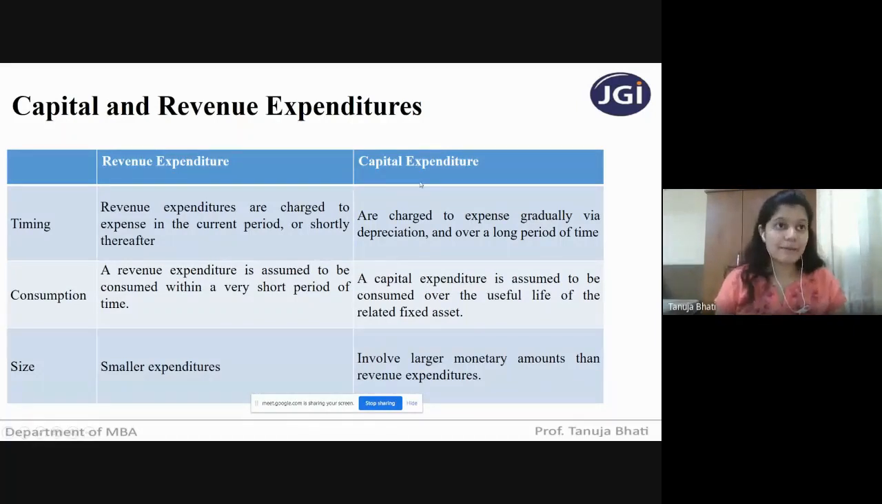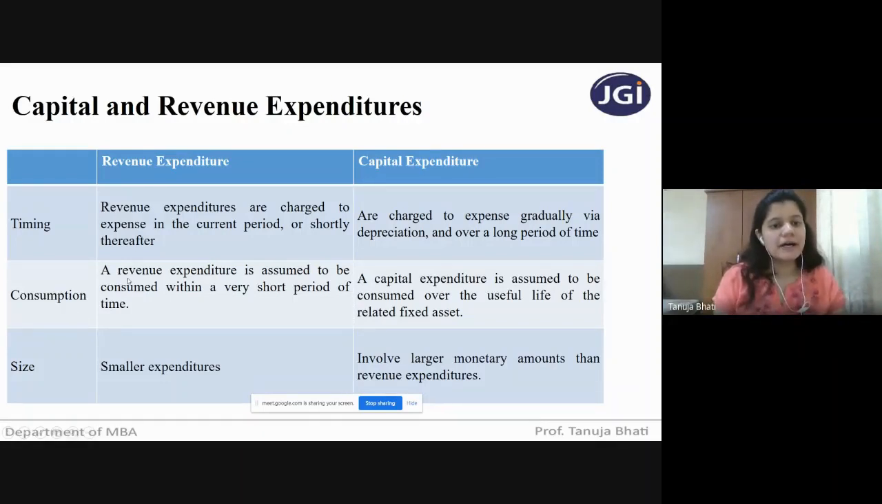But suppose I'm purchasing a fixed asset. Am I going to purchase a fixed asset every month? Am I going to purchase chairs every month? Am I going to purchase furniture every month? No. So whatever expenditures I'm making on my fixed assets or capital assets, I'm not going to charge the entire expense in one year only. As you have all seen, the expense is gradually charged in the form of depreciation, a little amount every year. So capital expenditure is not charged together to the P&L, it is charged gradually. But revenue expenditure, the complete 100% amount is charged to the P&L account.